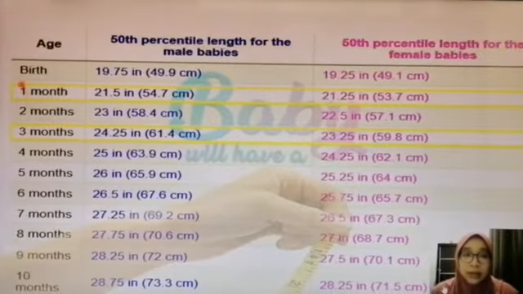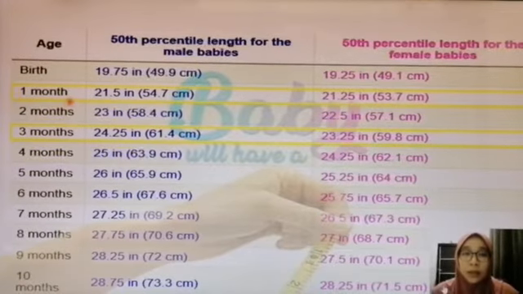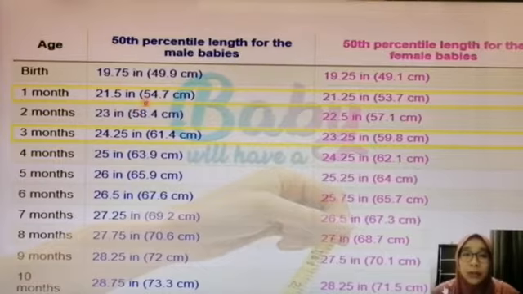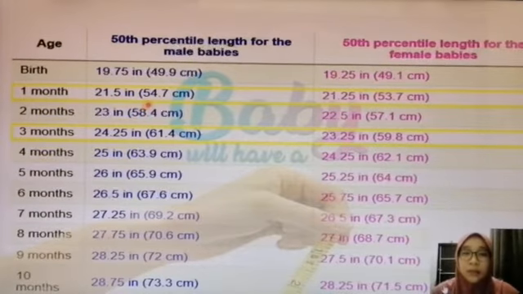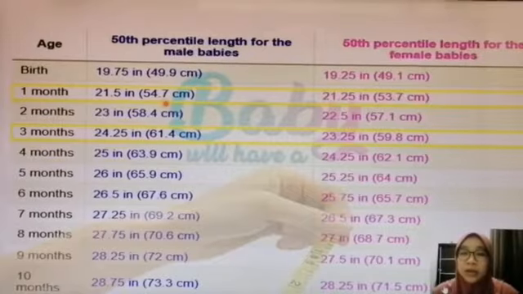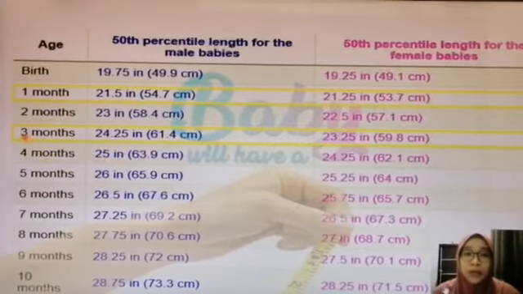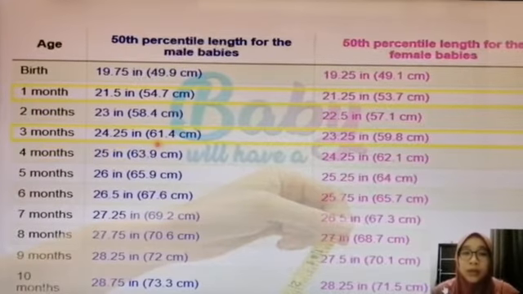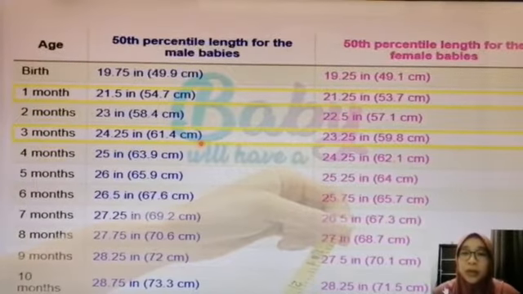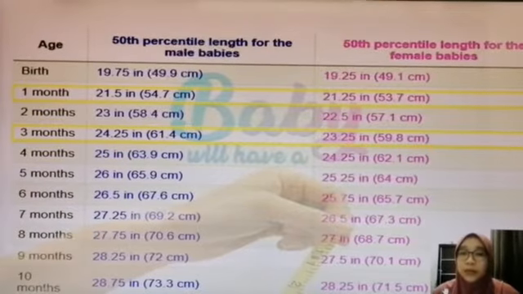This is the chart for baby length. At 1 month old, the baby length for boys is approximately 54.7 centimeters and 53.7 centimeters for girls. At 3 months old, it is about 61.4 centimeters for boys and 59.8 centimeters for girls.